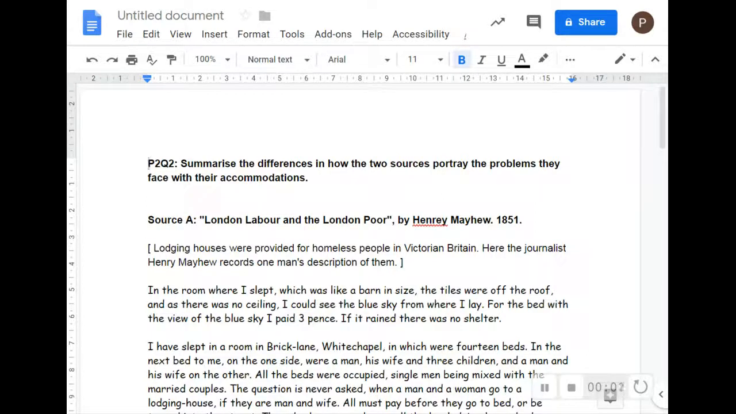And welcome to this revision cast, which will be a worked response for paper 2, question 2. So we've got the question: summarize the differences in how the two sources portray the problems they face with their accommodations. Accommodations here meaning their sleeping arrangements, their bedrooms.